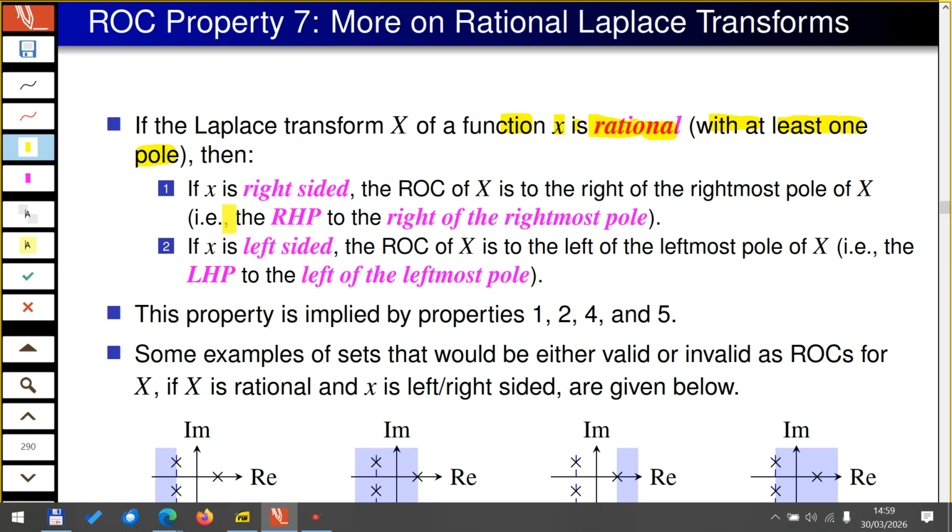So if this x happens to be a right-sided signal, we know the ROC will be a right half plane, right? So that is what we know. It has to be a right half plane. And because it cannot contain poles, it has to avoid all the poles. So naturally, it has to be to the right of the rightmost pole.